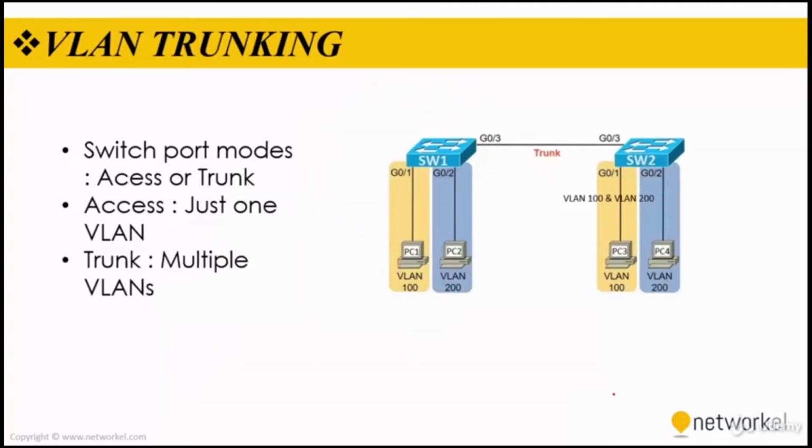Let's take a look at VLAN Trunking again. As we talked about in our previous sections, an access port can carry just one VLAN, and trunk ports can carry multiple VLANs. We can use VLAN 100 and just VLAN 200 for these two ports, but this one can carry both of them.